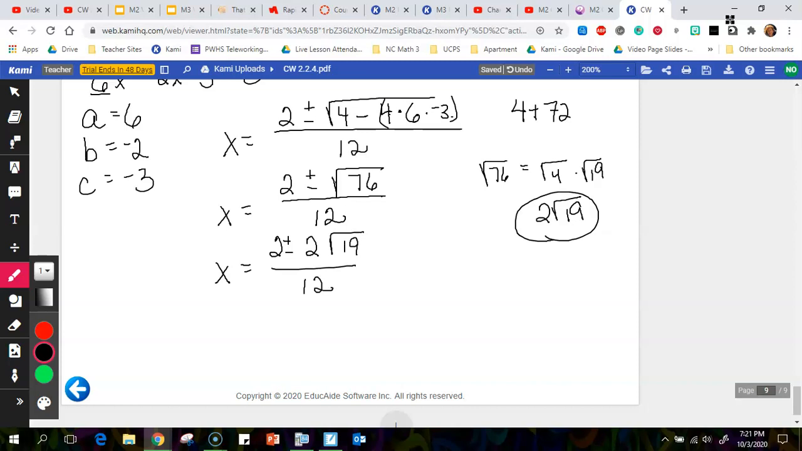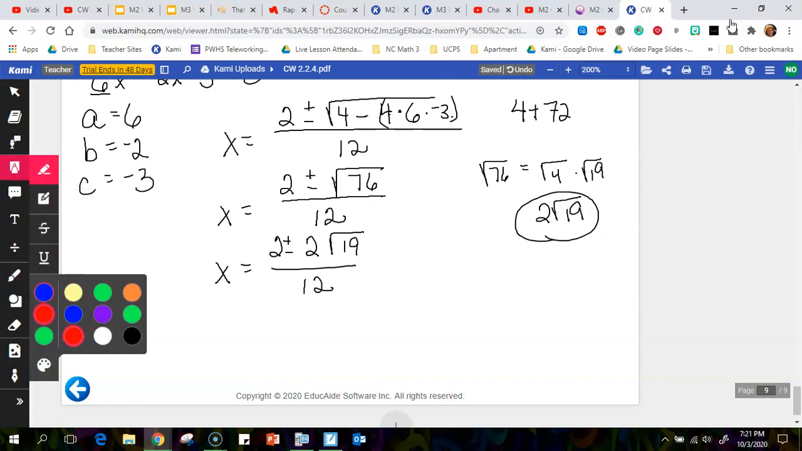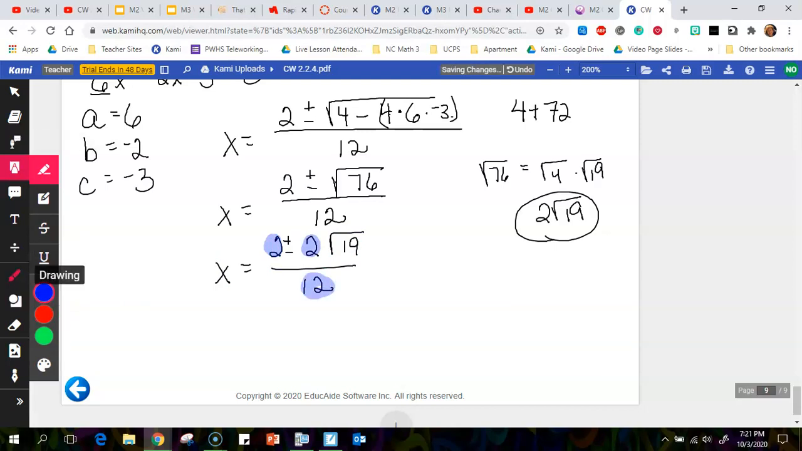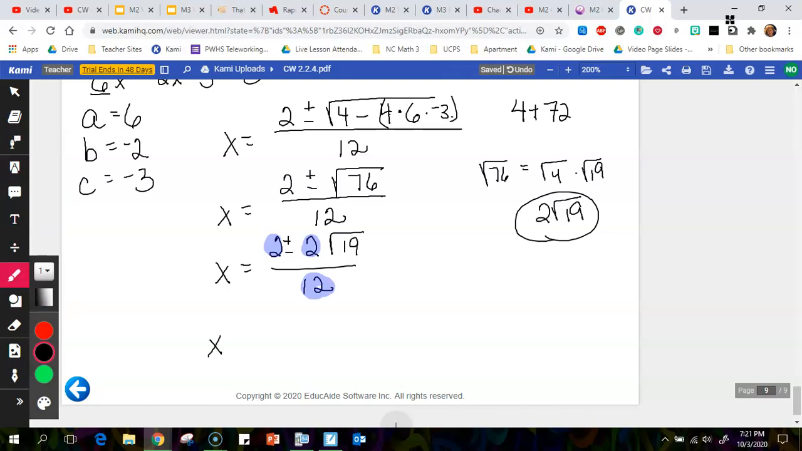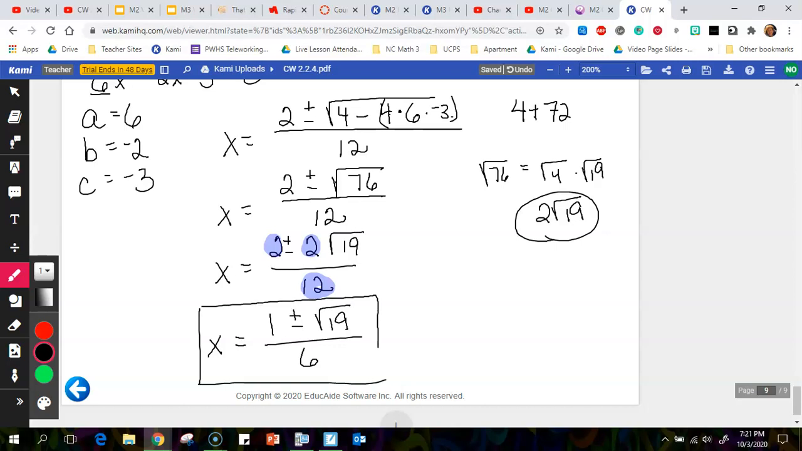Okay, this is almost done. What you can do though is if you have all three of these numbers right here that can all be divided by the same thing, you can simplify this a little bit more. I'm going to divide all of them by 2. 1 plus or minus square root of 19 divided by 6. And that's it. You can leave it like that. Now that one was kind of hard, but on your test it'll be multiple choice. So you'll at least be able to look and see if your answer is one of the choices.